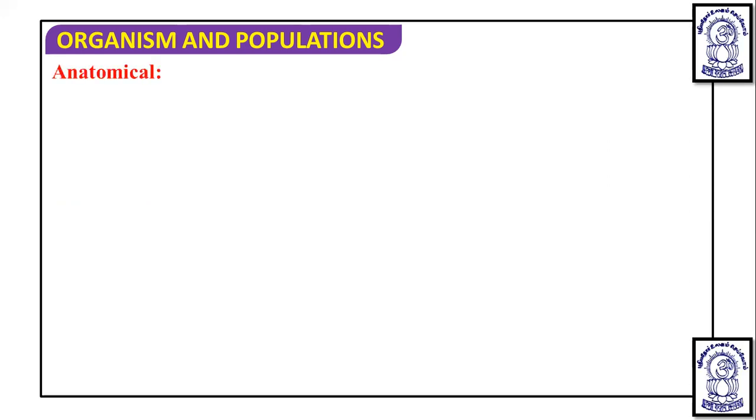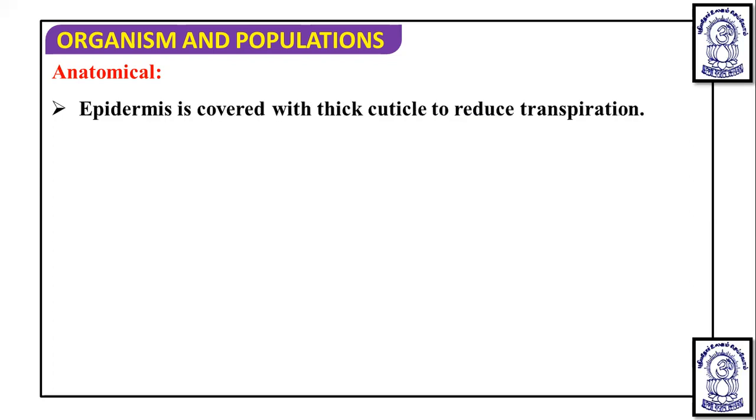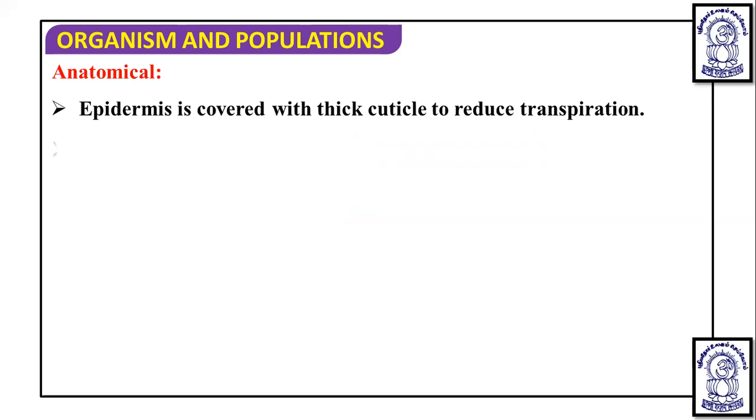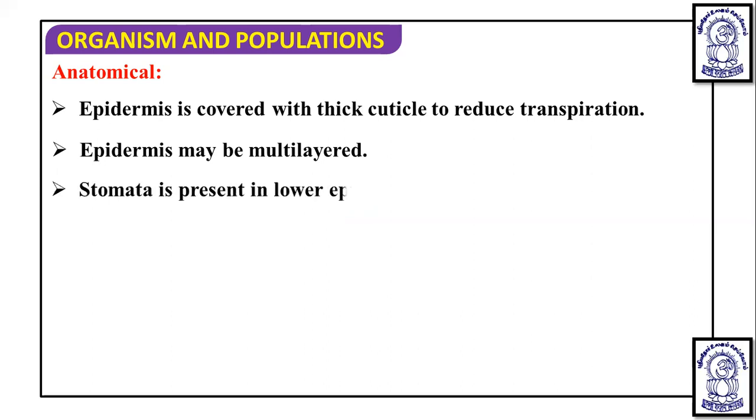Now we are going to do the anatomical adaptation. Anatomical adaptations are also in such a way that they try to conserve the water. So if we talk about the epidermis, this epidermis is covered with thick cuticle to reduce the transpiration. Okay, and thick cuticle on the leaf and stem, both epidermis. Epidermis has silica crystals also. Then epidermis may be multi-layered. So multi-layered epidermis also reduces the rate of transpiration.